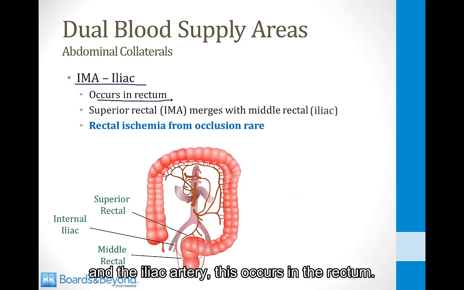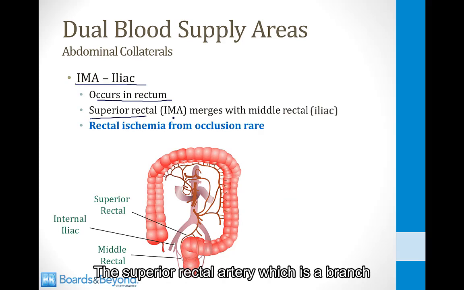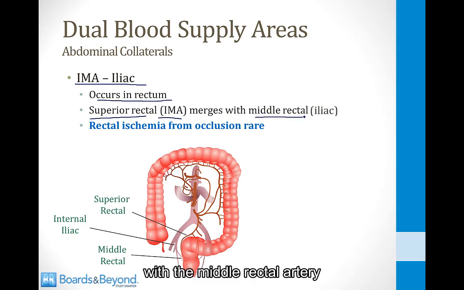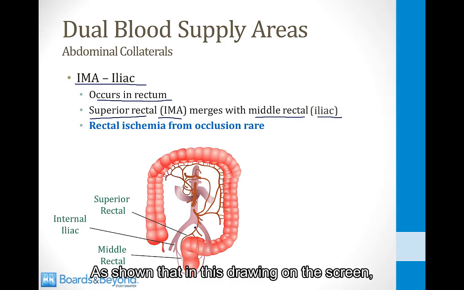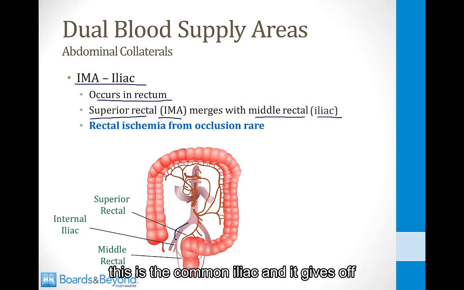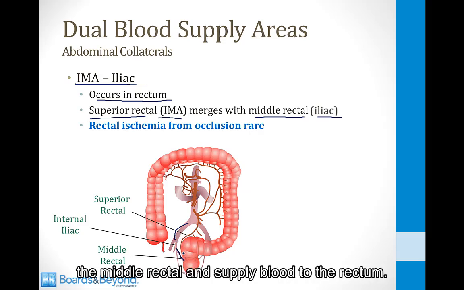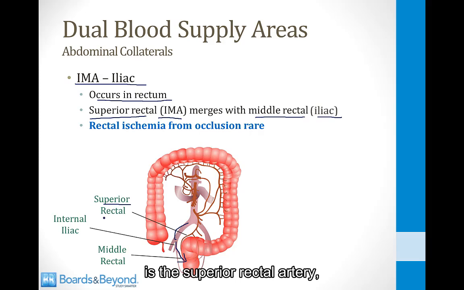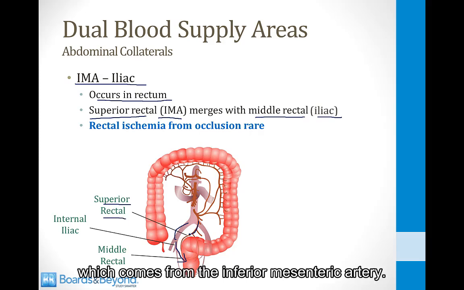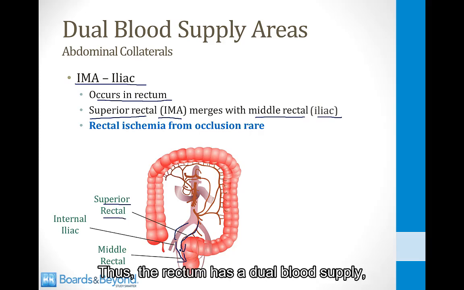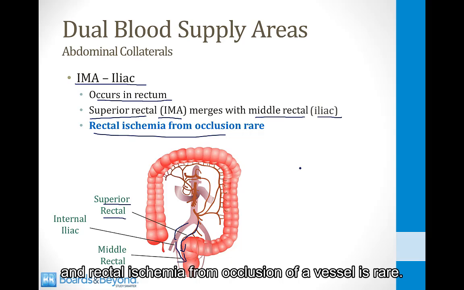This occurs in the rectum. The superior rectal artery, which is a branch of the inferior mesenteric artery, merges with the middle rectal artery, which is a branch of the iliac artery. I've shown that in this drawing on the screen. This is the common iliac, and it gives off the internal iliac, which branches to give off the middle rectal and supply blood to the rectum. Also supplying blood to the rectum is the superior rectal artery, which comes from the inferior mesenteric artery. Thus, the rectum has a dual blood supply, and rectal ischemia from occlusion of a vessel is rare.